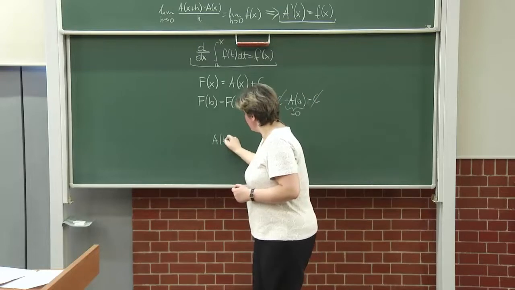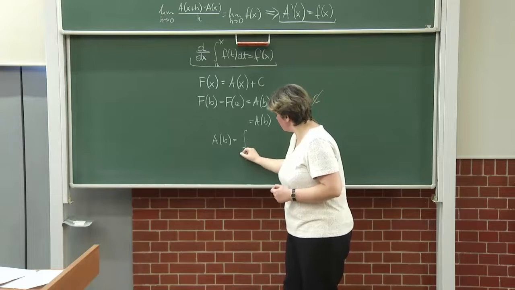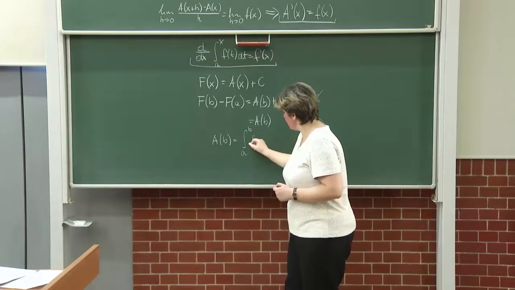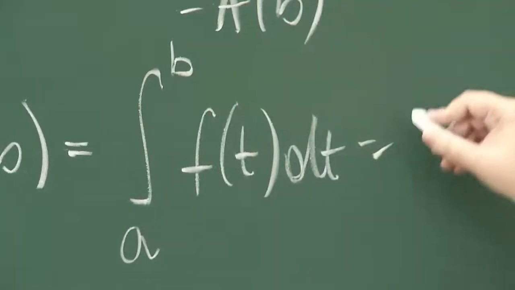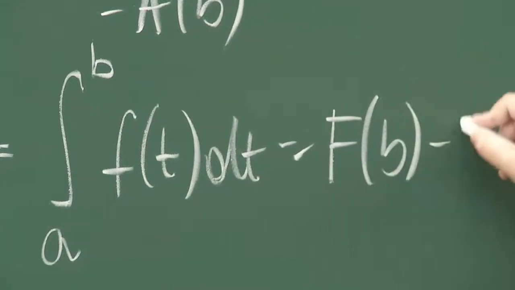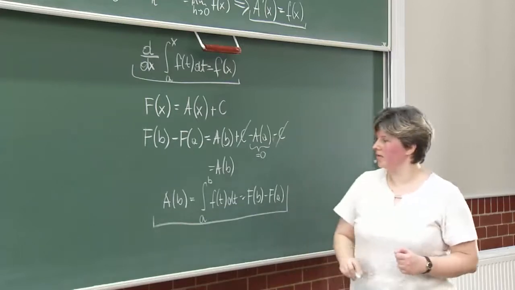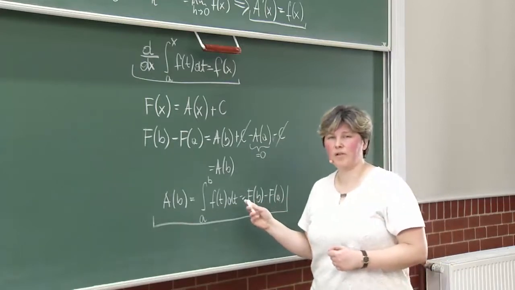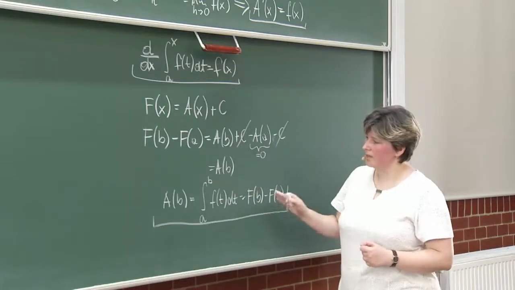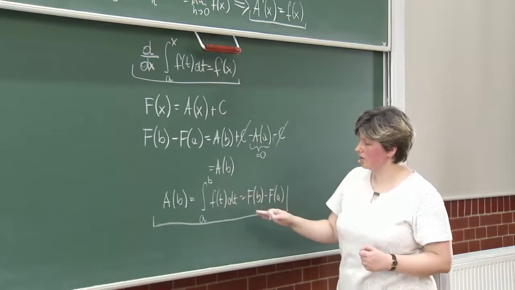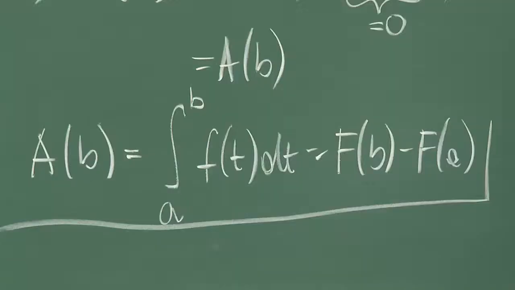We got A of b equal, by definition, area function is the integral from a to b of our function f, and from this calculation it's the difference of the values of any antiderivative of our function small f. This is the second part of the fundamental theorem of calculus. It's a simple derivation, and you arrive at a formula that allows you to integrate any function in two simple steps. Find any antiderivative, evaluate it at the endpoints, and you're done.